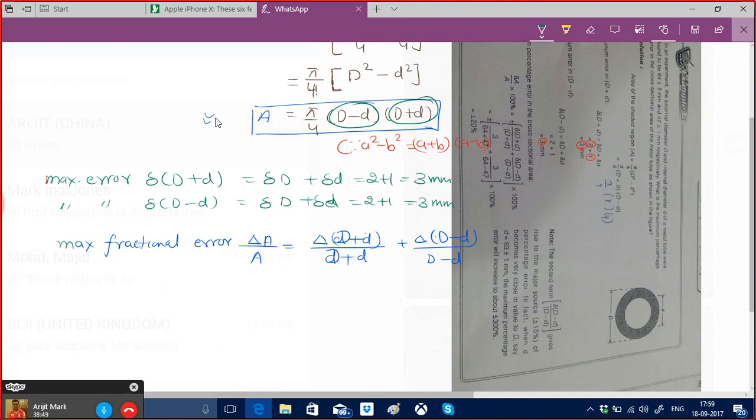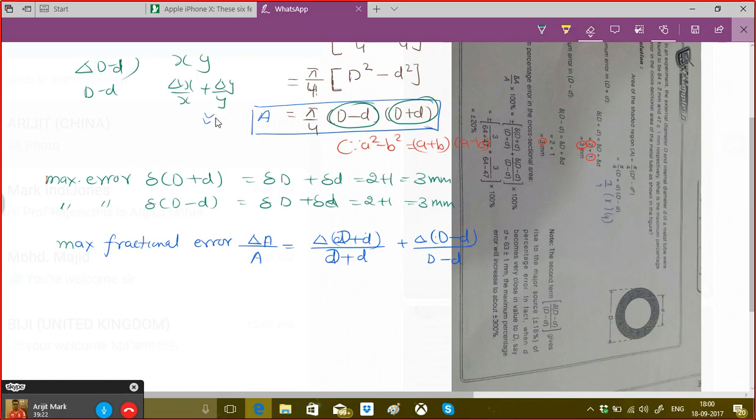So del D, it's like del x upon y. Del x upon x, like that, right? Yeah, that is the same thing, beta. This and this, that means you have to write del D minus d upon D minus d. Simple. It is just like x and y, and del x upon x plus del y upon y, okay? Yes, that's right.